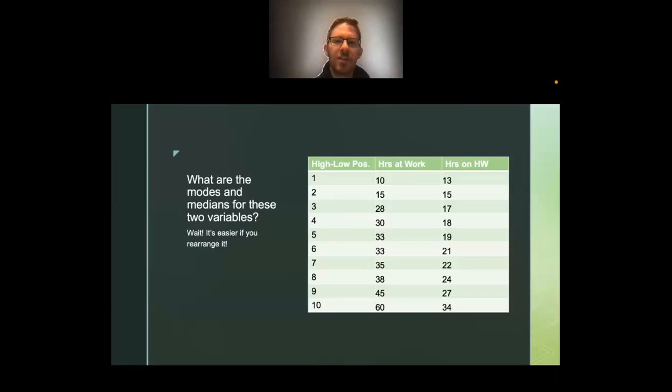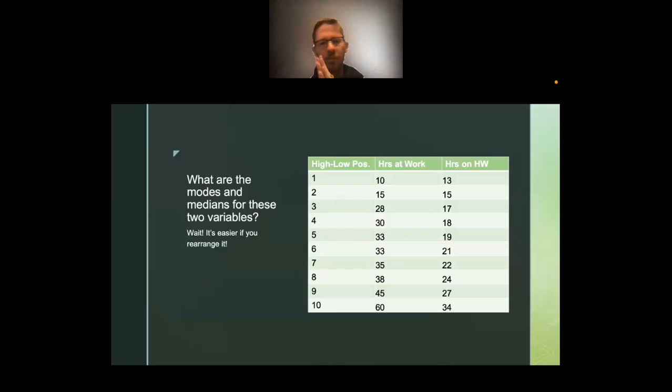Hopefully you paused it because I'm going to give the answer. For the hours at work, the median is 33. We see that because since this is an even number, we have to take the two middle values, that's 5 and 6, and we add them up and divide them by 2 to find the midpoint between them, and thankfully 33 times 2 divided by 2 is 33. So the reason why it's the median is because there are 4 values before 5 and 6 and 4 values after 5 and 6.